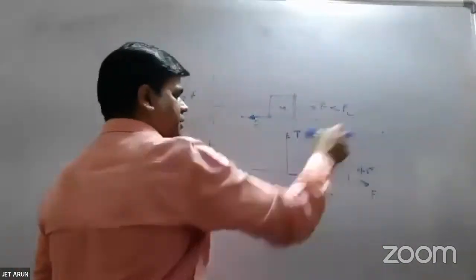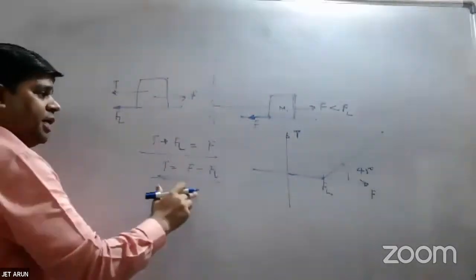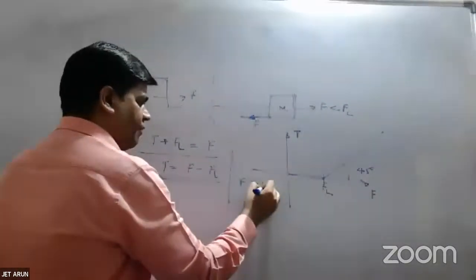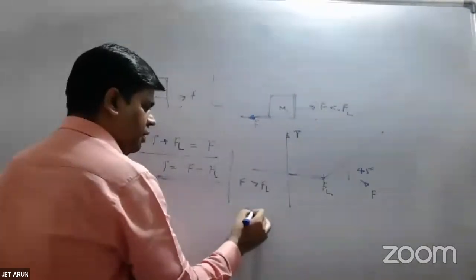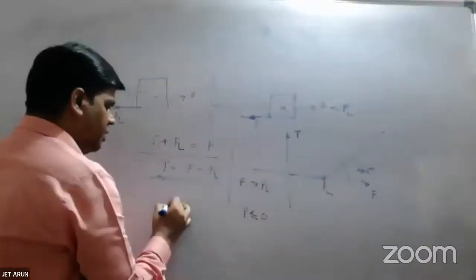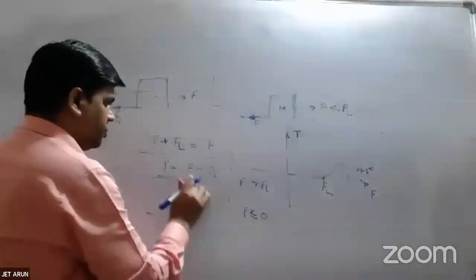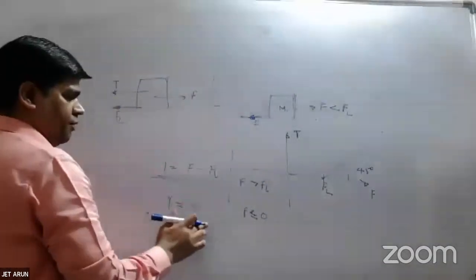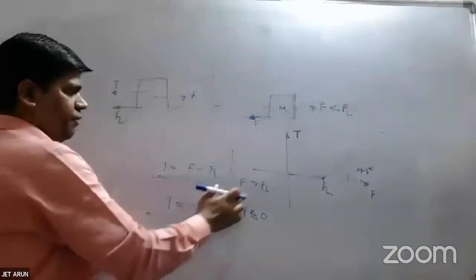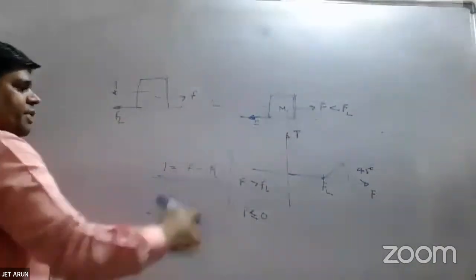So the equation is T is equal to F minus FL for F greater than FL. For F less than or equal to FL, T equals 0. So my equation for the graph is this one. For F less than or equal to FL, T equals 0. For F greater than FL, T is equal to F minus FL.